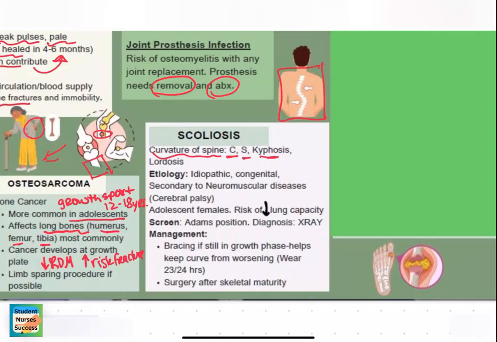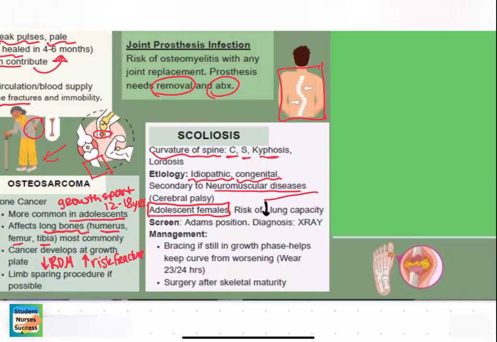As far as the causes of scoliosis, a lot of cases are idiopathic, especially in adolescent females, who seem to be at a higher risk. They can be congenital, born with it. Certainly, those need to be corrected sooner. Or it can also be secondary to neuromuscular diseases such as cerebral palsy, where spasticity of the muscles pulls you one way or the other and creates a scoliosis.